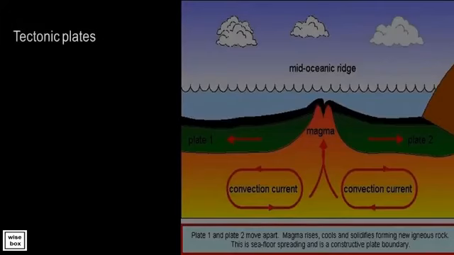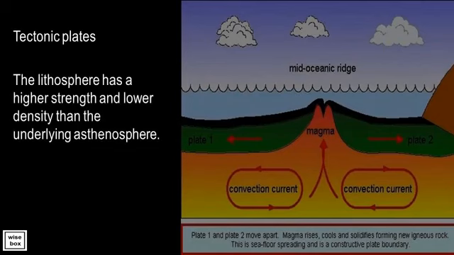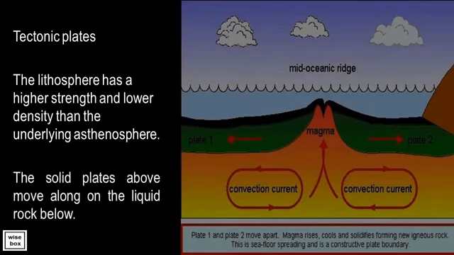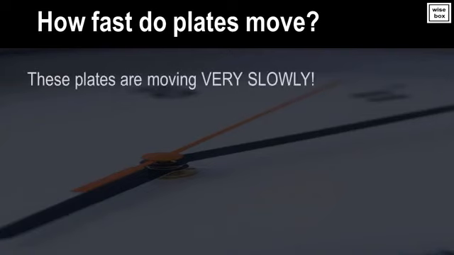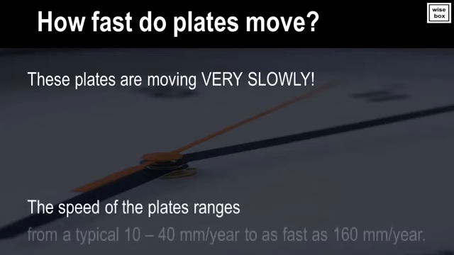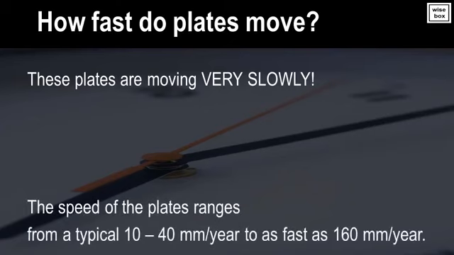Tectonic plates are able to move because the lithosphere, which makes up the plates, has a higher strength and lower density than the underlying asthenosphere. The solid plates above move along on the liquid rock below. You may imagine that these plates are fast zipping along, but in fact, they are moving very slowly. The speed of the plates ranges from a typical 10 to 40 mm per year, to as fast as 160 mm per year.